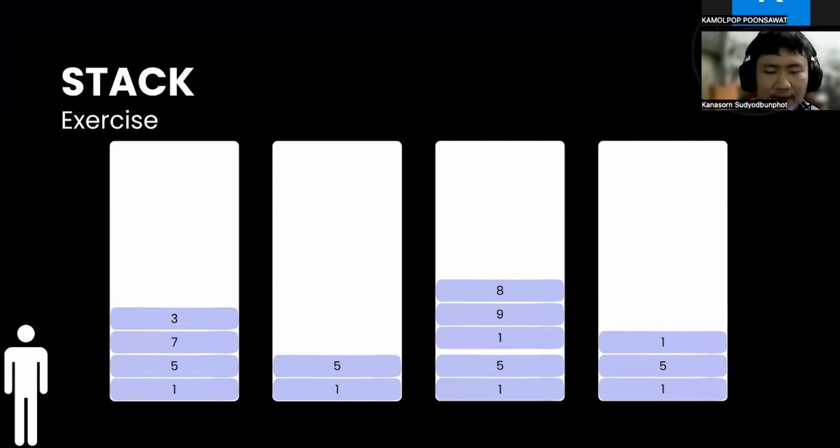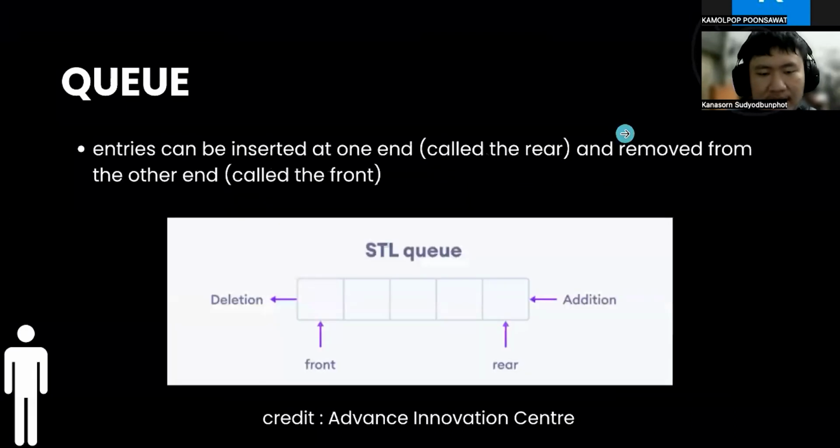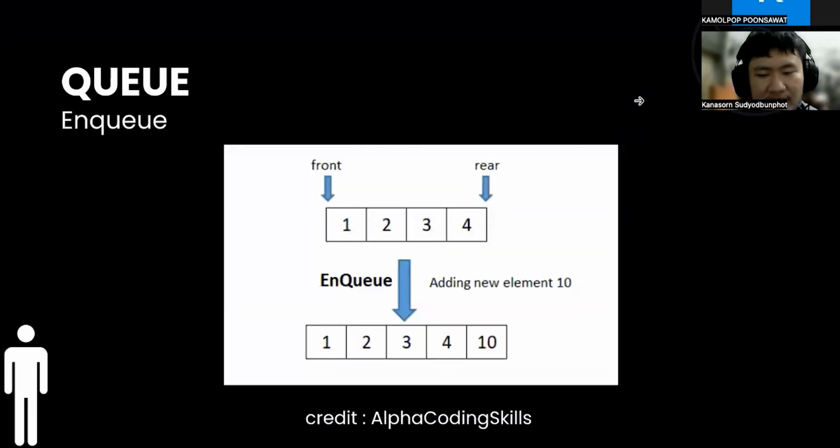Okay, next we are going to talk about the queue. A queue is a linear data structure that follows first in, first out order. Like when you are waiting in line, whoever comes first gets served first. A queue has a front, which is the first data in the line, and a rear, which is the last data in the line. Okay, a queue has 2 operations. First is enqueue, which adds data to the rear of the line. Second is dequeue. Dequeue will delete the front data and return it to the user.